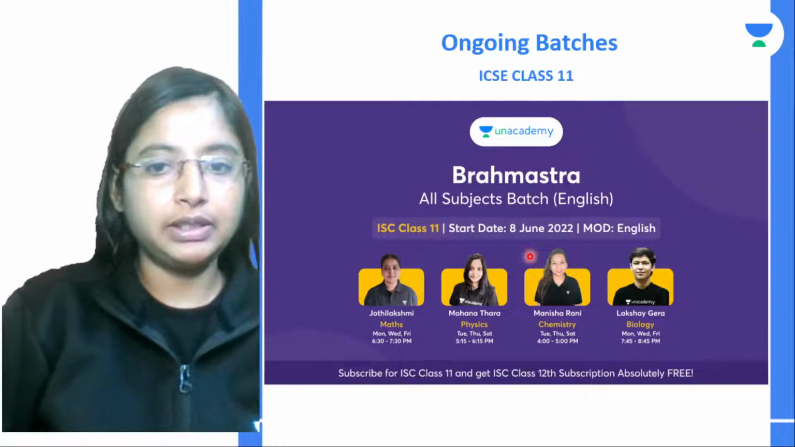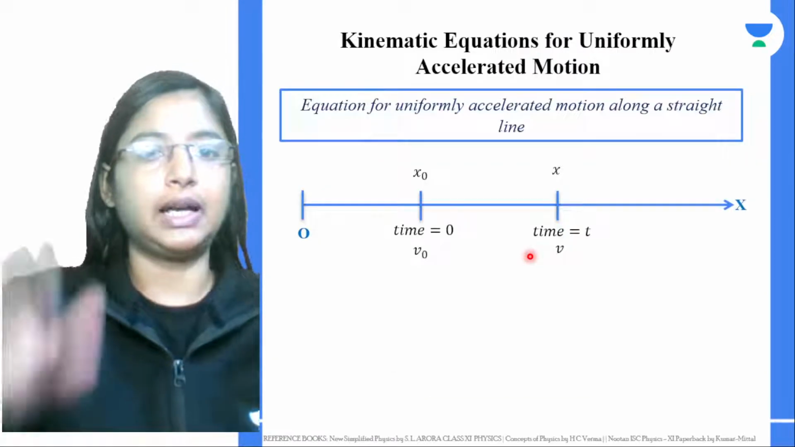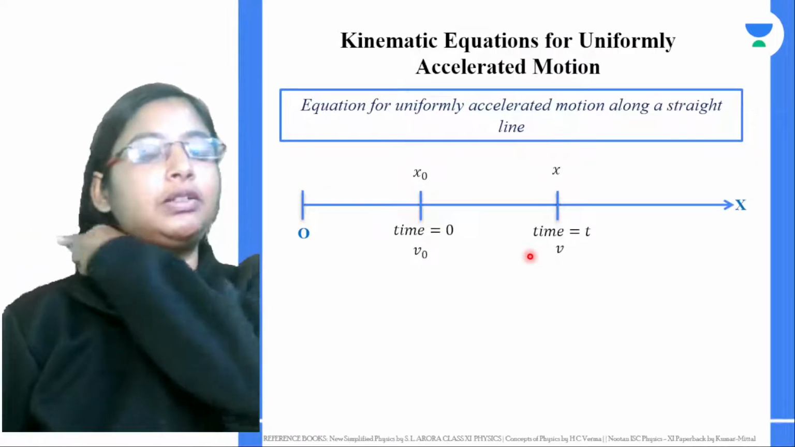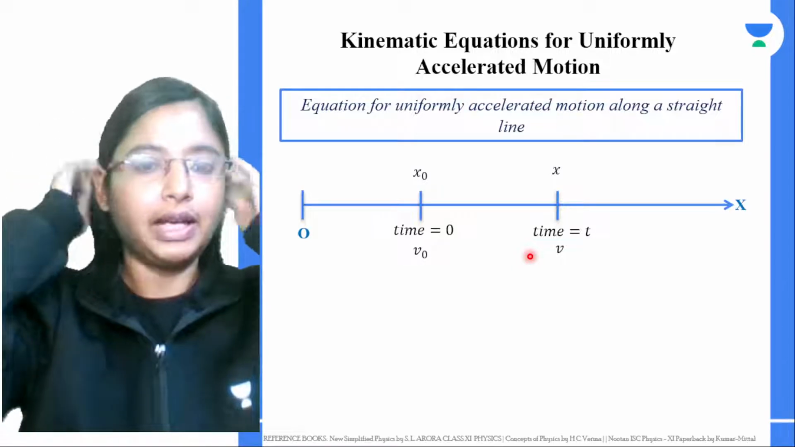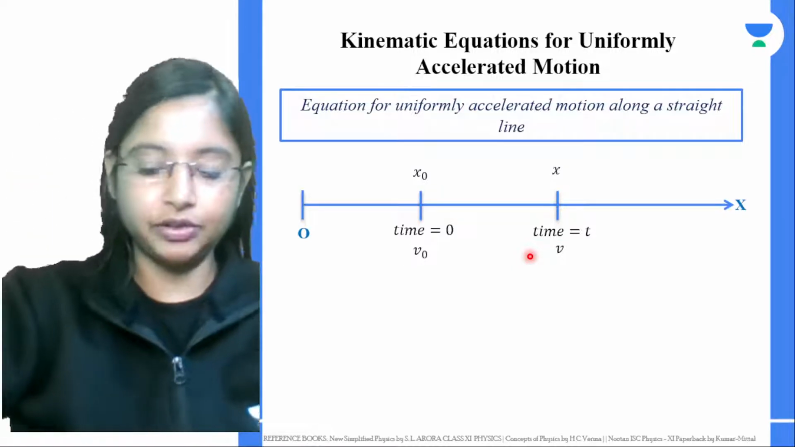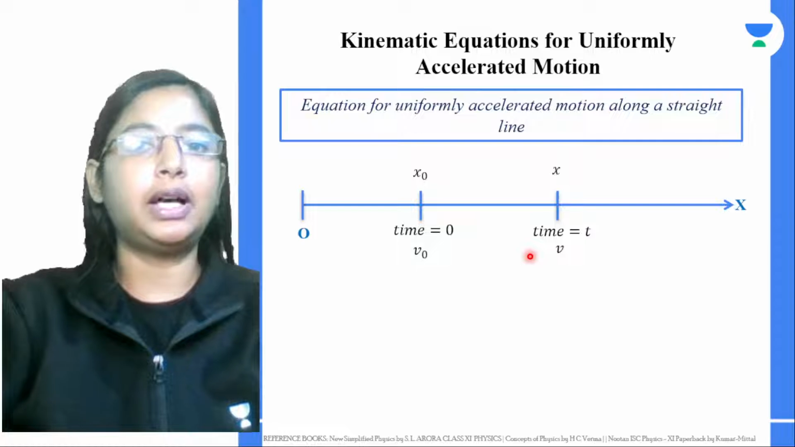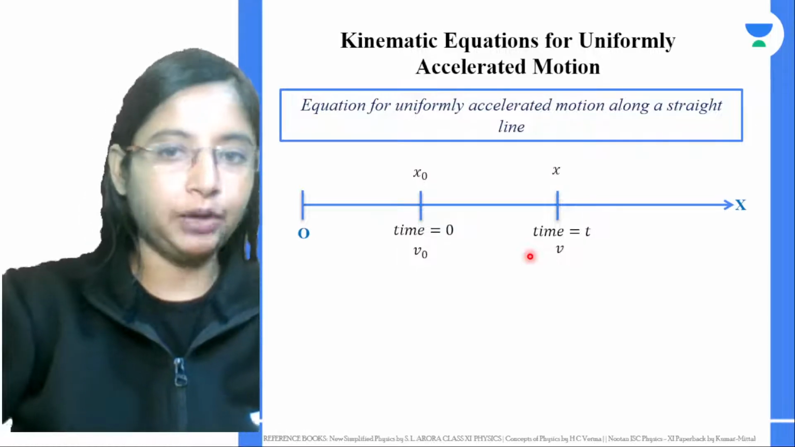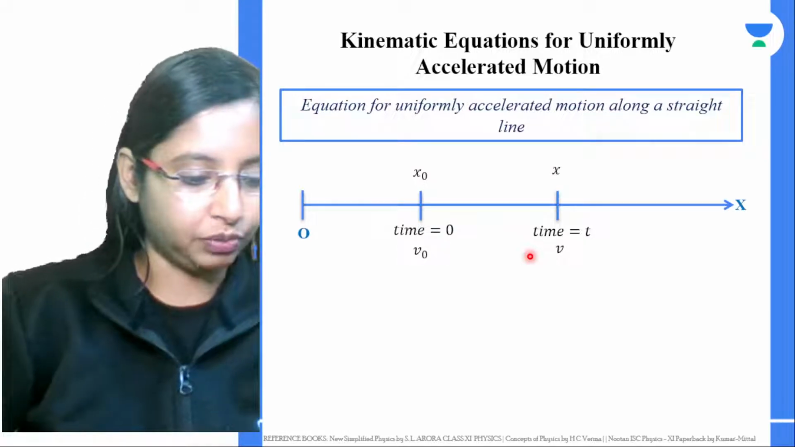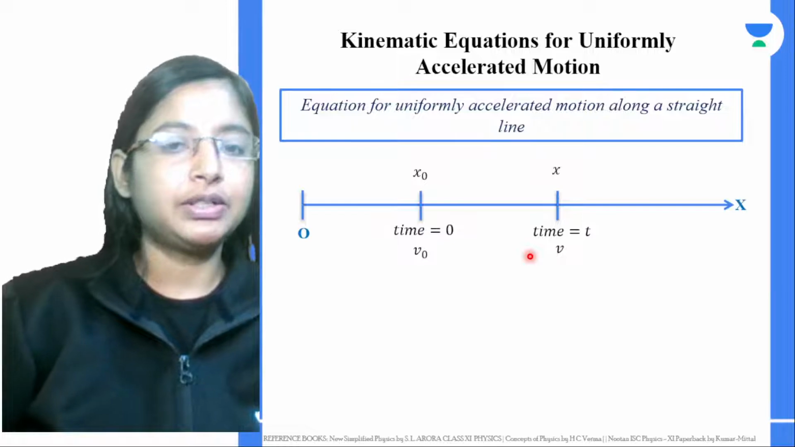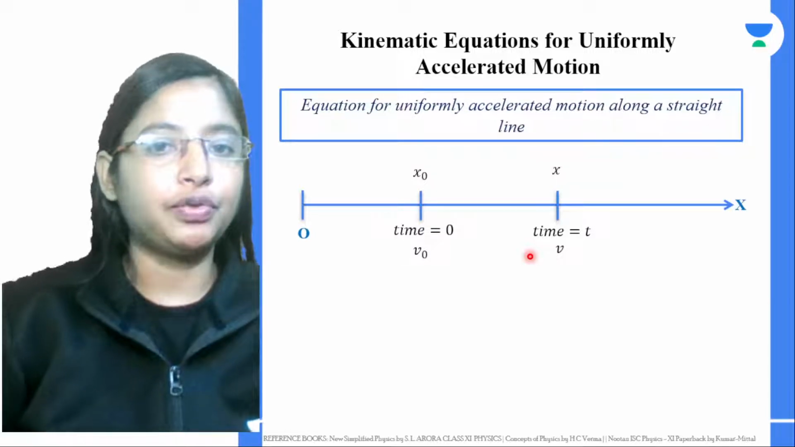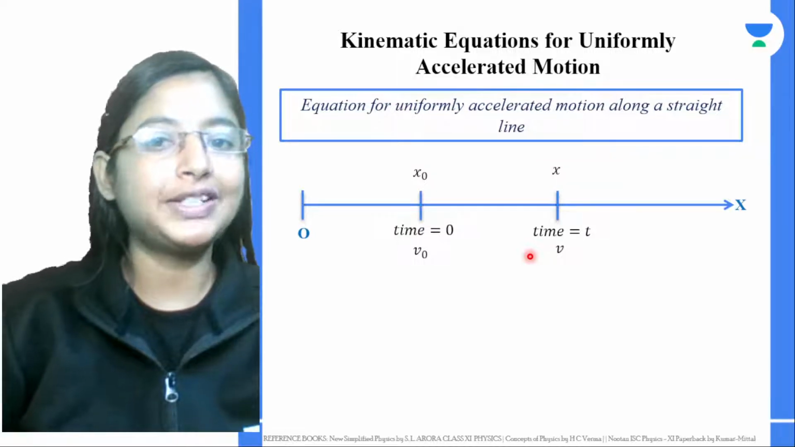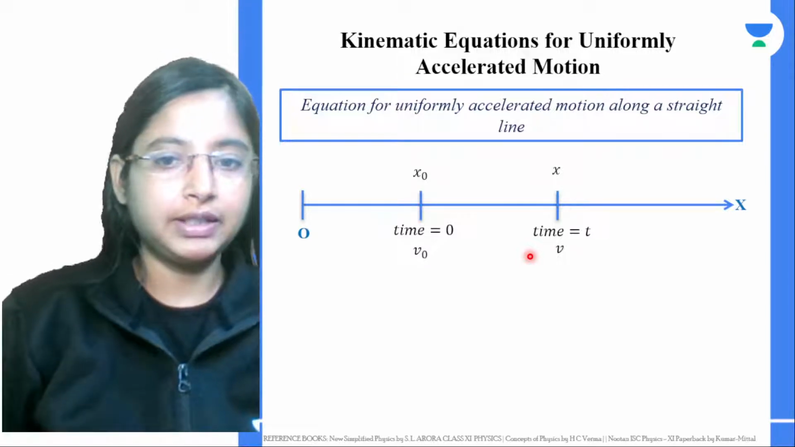All right, on this note, let's begin today's class. So if you see, we would have started with the last class on kinematics, that is unit 2. We started with kinematic equations for uniformly accelerated motion. So we were seeing what are the equations for uniformly accelerated motion along a straight line path. For that, we made certain assumptions.